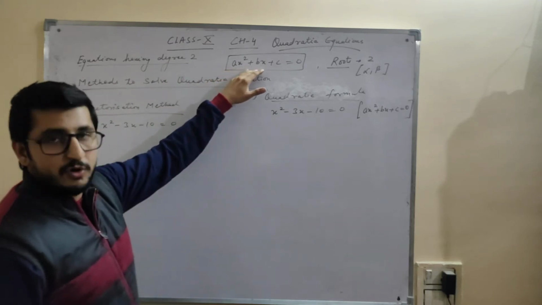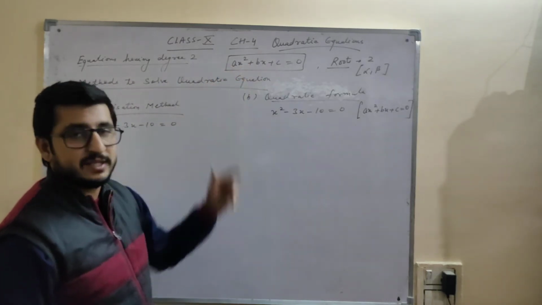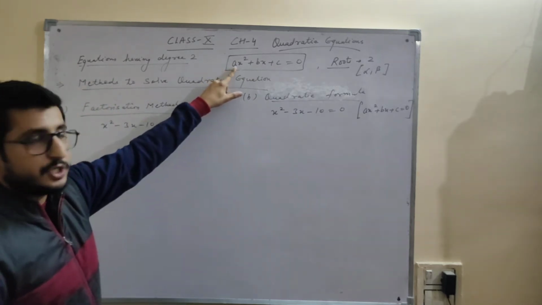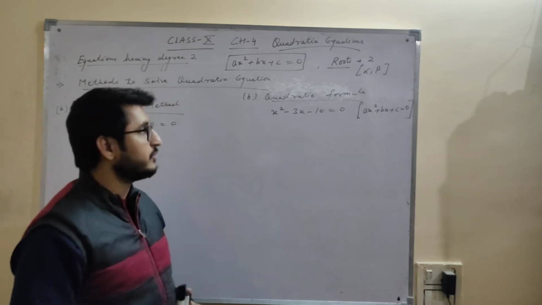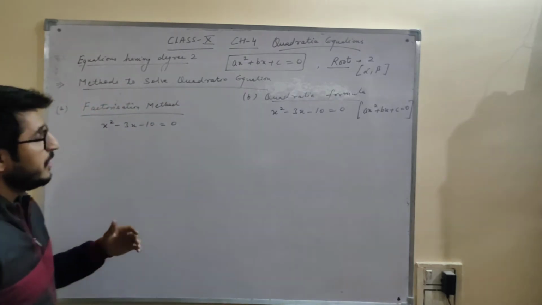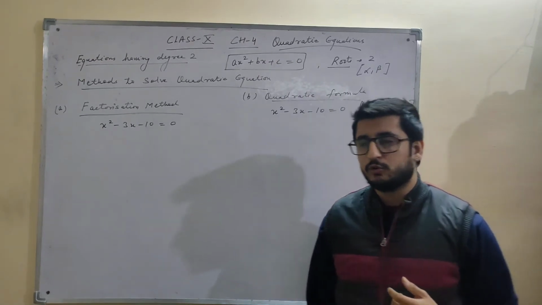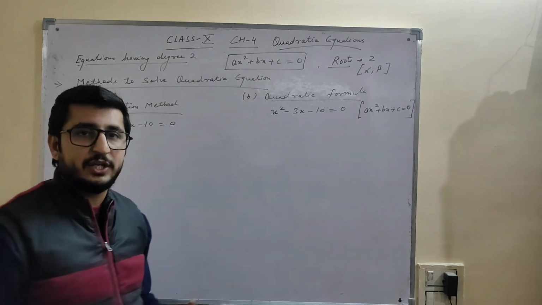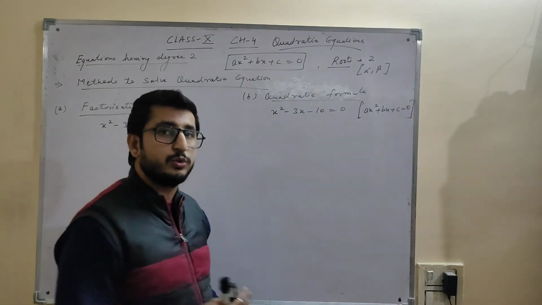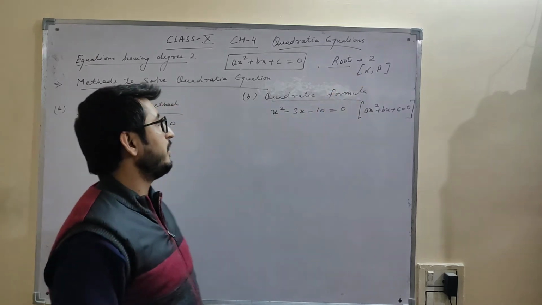This is the standard form of the quadratic equation: ax square plus bx plus c, where x is the variable. a is the coefficient of x square, b is the coefficient of x, and c is the constant term. As you have studied, in the quadratic polynomial the degree is 2, so the number of zeros was 2. Similarly, in the quadratic equation, the degree is 2, so the roots will be 2, which will again be denoted by alpha and beta.